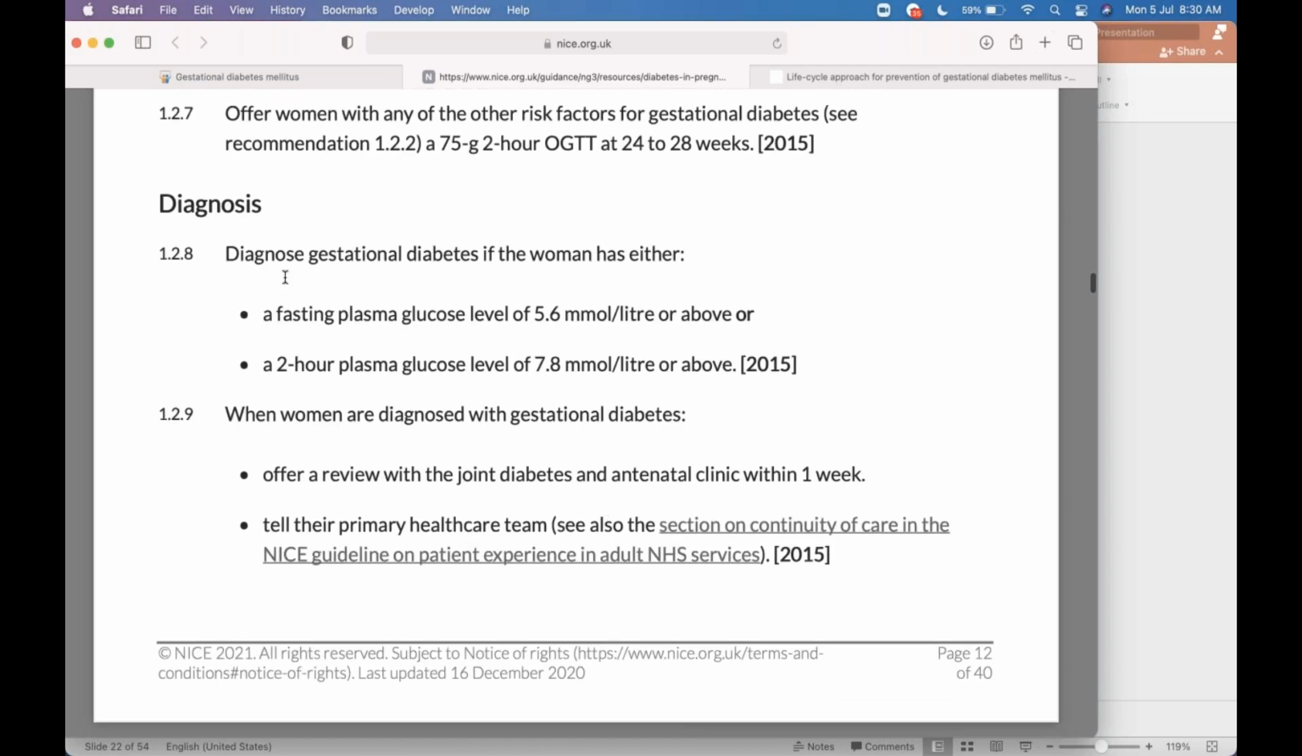Now these are the values in millimole per liter also. I used to remember this by 5, 6, 7, 8. If you want to remember, you can choose to remember this. This is decent enough. And 7.8 is basically what we discussed, 140.